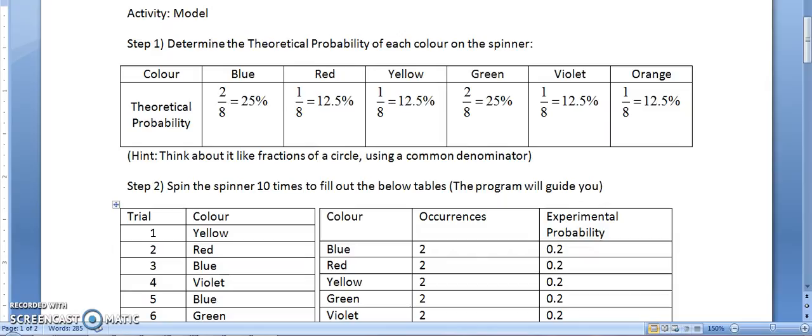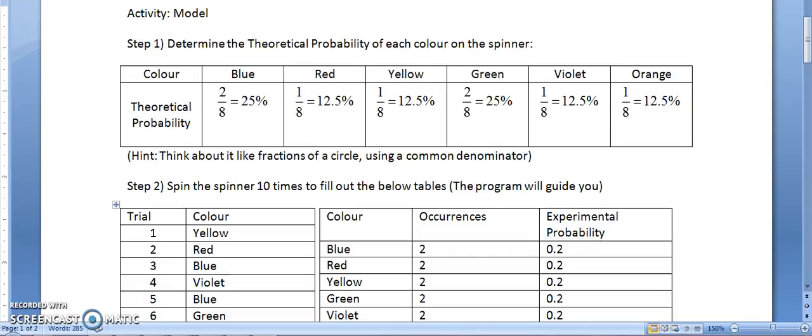So I looked at my circle and saw that I could divide it into about 1/8 of a circle. Blue was 2/8 of my circle, or 1/4, and that makes up 25%, so I would expect it to occur with 25% probability. Red is 1/8, so I got 12.5, and you can see that the rest of them pretty much match the same number. So yellow was 12.5, green's 25%, violet 12.5%, and orange again 12.5%. So now that I have my theoretical probability, you would all have the same numbers as me for that part.